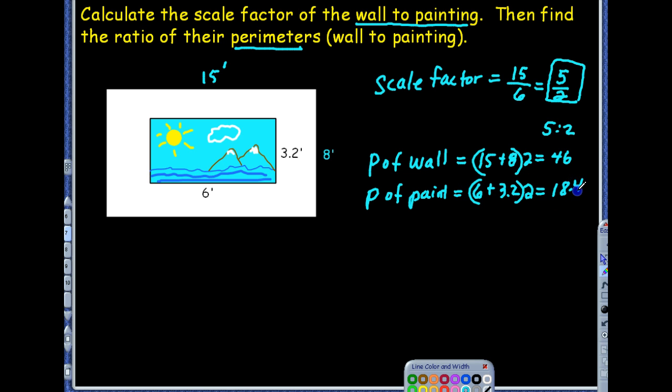All right, so if they said go ahead and find the ratio, that would be 46 to 18.4. And when you simplify that down, it gives us 5 over 2 also. So this is the ratio of the perimeters. Well, that's weird. The ratios are the same. Why do you think that's the case?